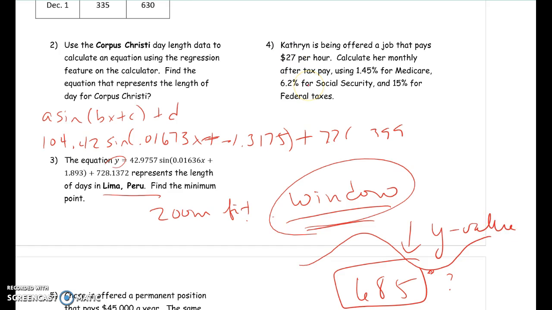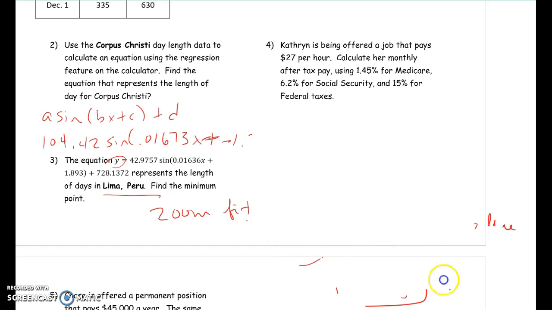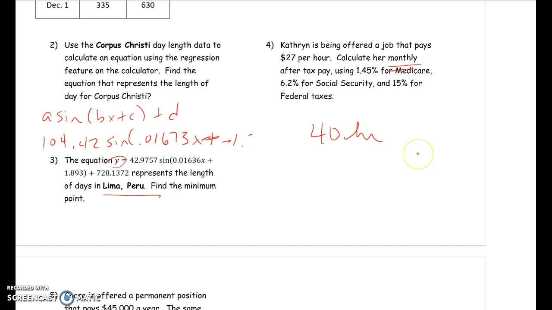Okay, number 4. This we've been doing a few times. I hope everybody's getting good at this now. So we know our hourly, and we are going to assume that she works a 40-hour week. The first step, it wants a monthly income. So before we do anything, we need to find her gross monthly. To find gross, I'm going to do 40 times 4, because there are 4 weeks. So 40 hours a week, 4 weeks in a month, and then $27 an hour. If you do that correctly, 40 times 4 times 27, we get 4320.